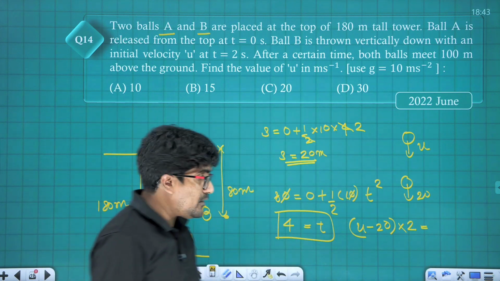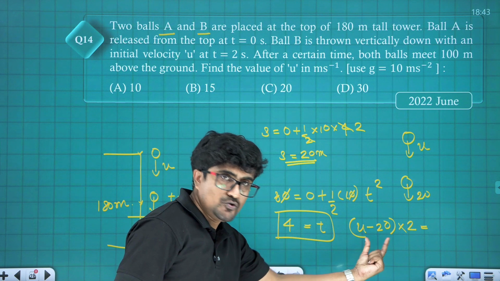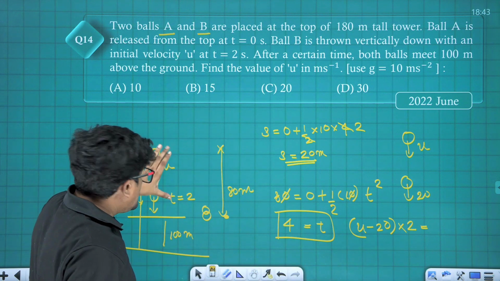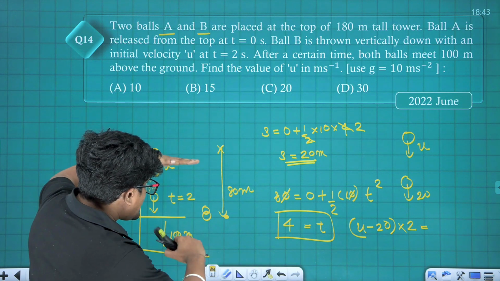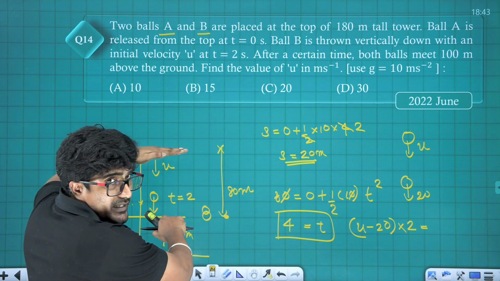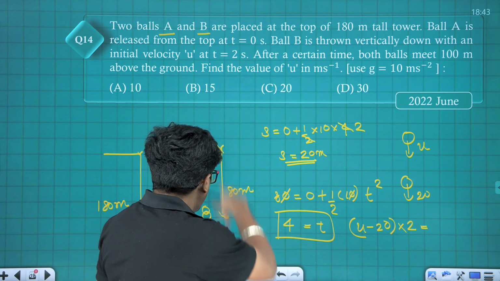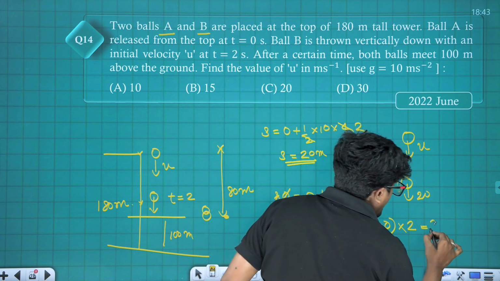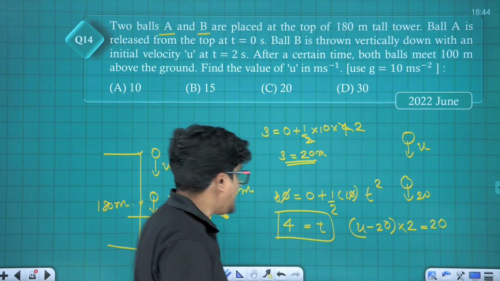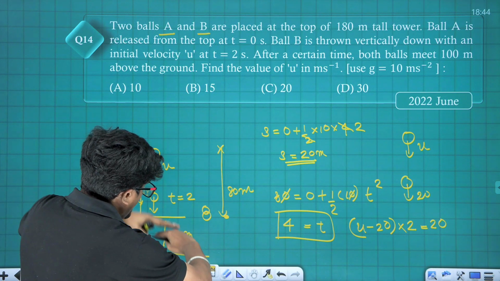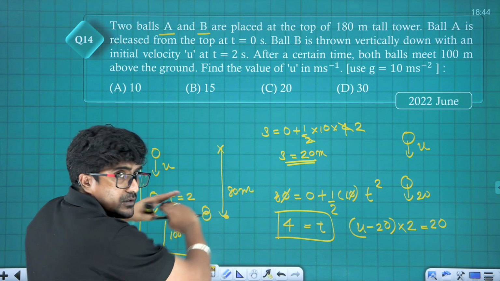The time gap is 2 seconds. I repeat, the relative velocity is u minus 20, and the time taken to cover this relative separation, that means relative separation was 20, in the next 2 seconds it is getting covered, so the time taken is 2. They are covering a distance of relative separation of 20. Relative separation is that initial distance that is getting covered.